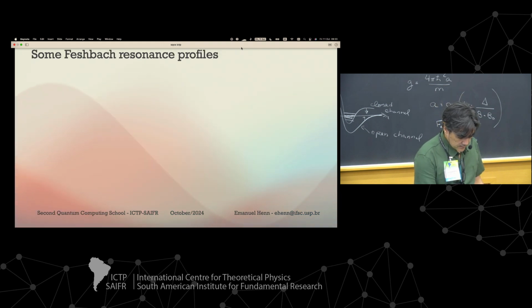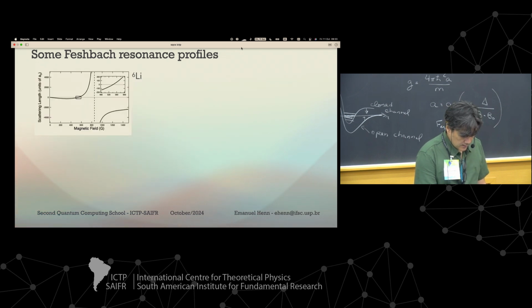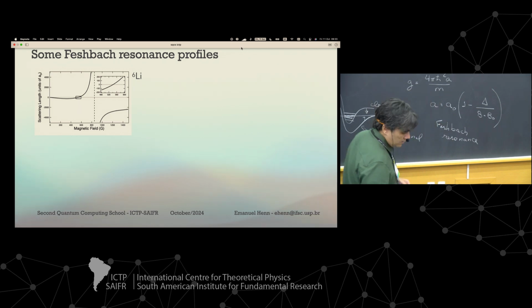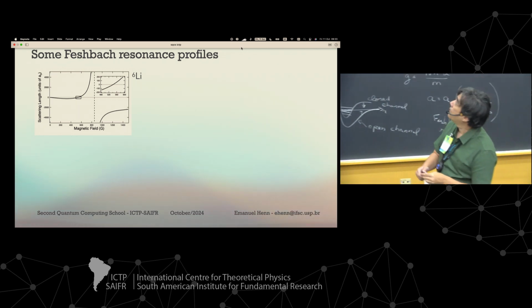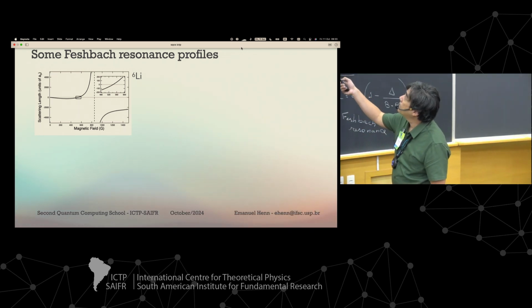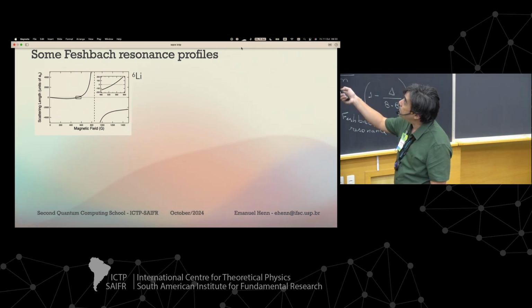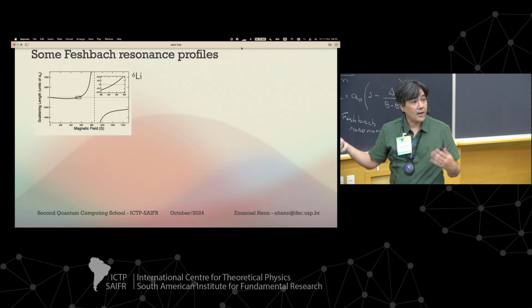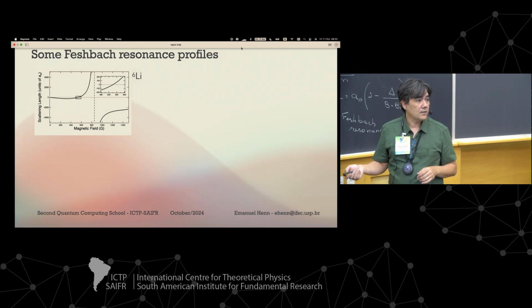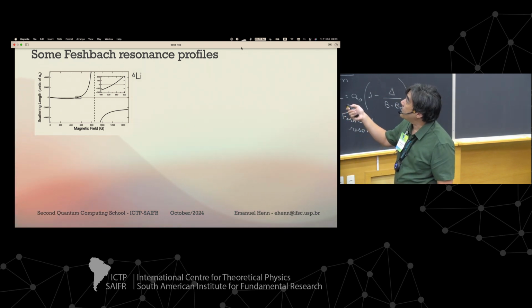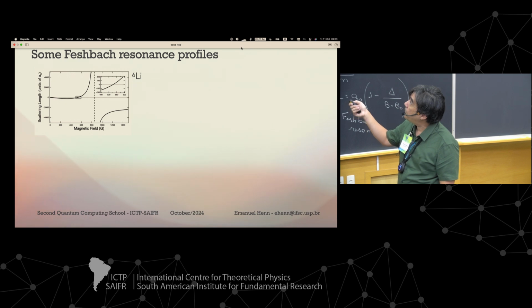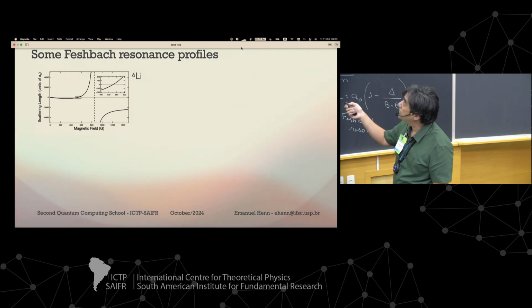Okay. These are examples of some Feshbach resonance profiles. This is for lithium-6. And this is interesting because this crosses zero with a very well-behaved slope. So you can make a non-interacting Bose gas with this. It's also very, very broad, you see? And it happens at a very high magnetic field.